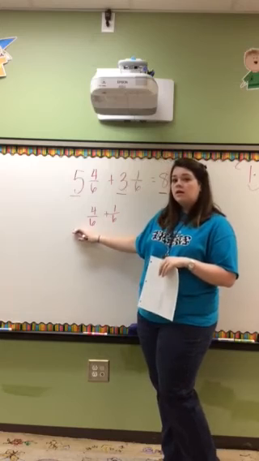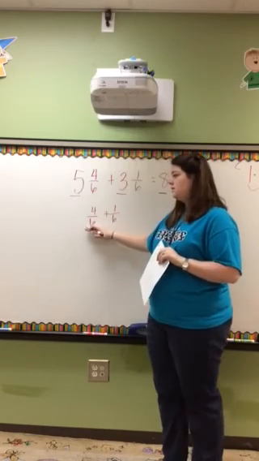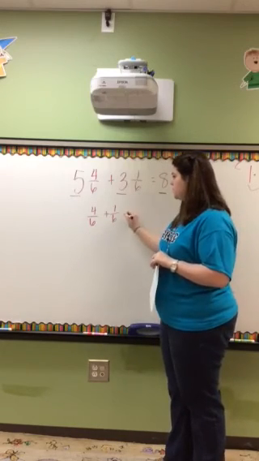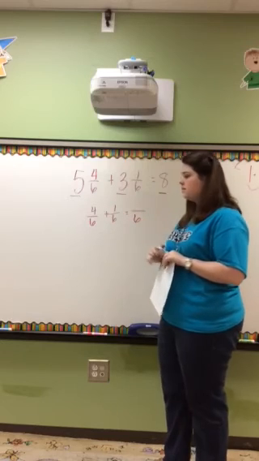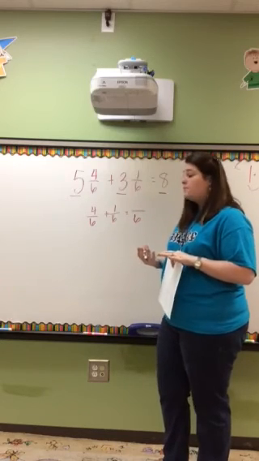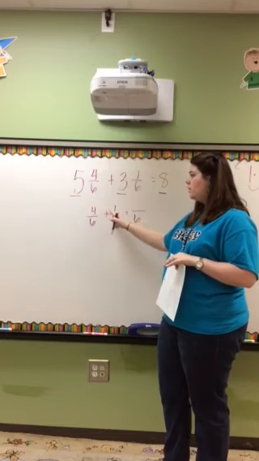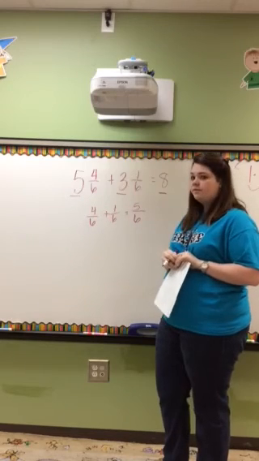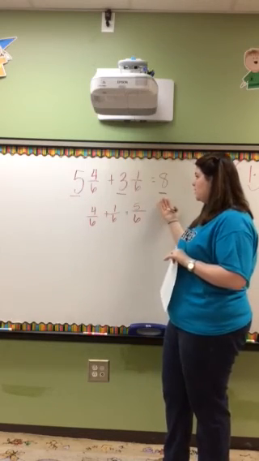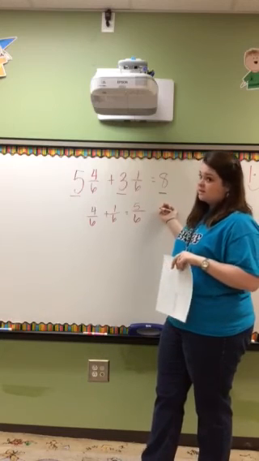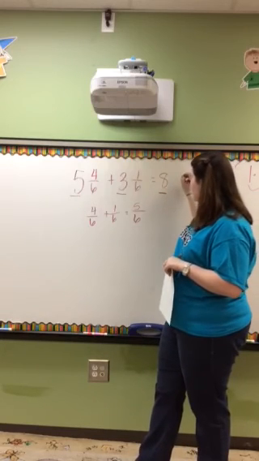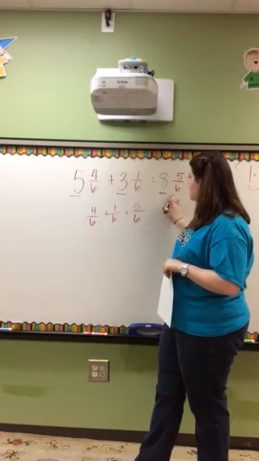And these are like fractions because the denominators are the same. So my denominator will stay a 6. And all I have to do is add my numerator. 4 plus 1 is 5. So the answer that I'm getting is also a mixed number. 8 5/6.